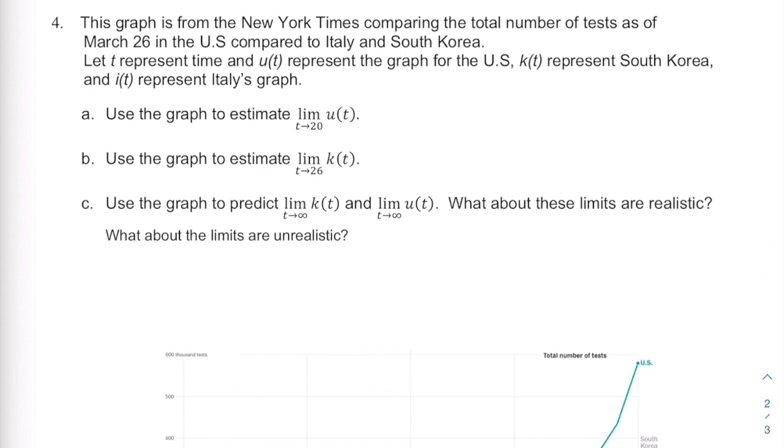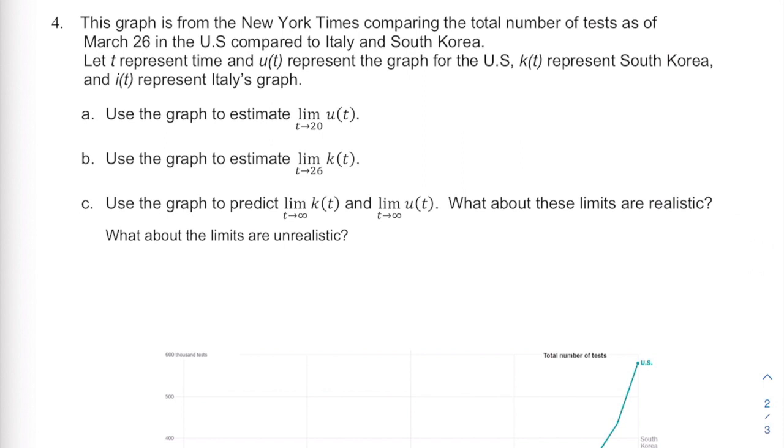And so we're going to do some limits at points using the graph, and these are all going to be estimates because the graph doesn't have super exact values, but we'll do our best. And then we're going to use these graphs to predict some infinite limits, even though we don't quite have them, and then go from there. So I'm going to say U of t represents the US's graph, K of t is South Korea's graph, and I of t is Italy's graph.